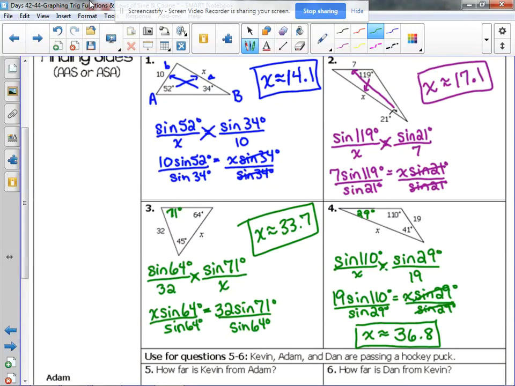Okay, and number 3, you should have gotten 33.7. For number 4, you should have gotten 36.8. If you did not get those two numbers, chances are you weren't very careful when you looked at the setup of the problem. You were just jumping right in like I did on 1 and 2, but when you go to set it up, 64 degrees is across from the 32, but then when you go to the other angle that they give you, 45 degrees.